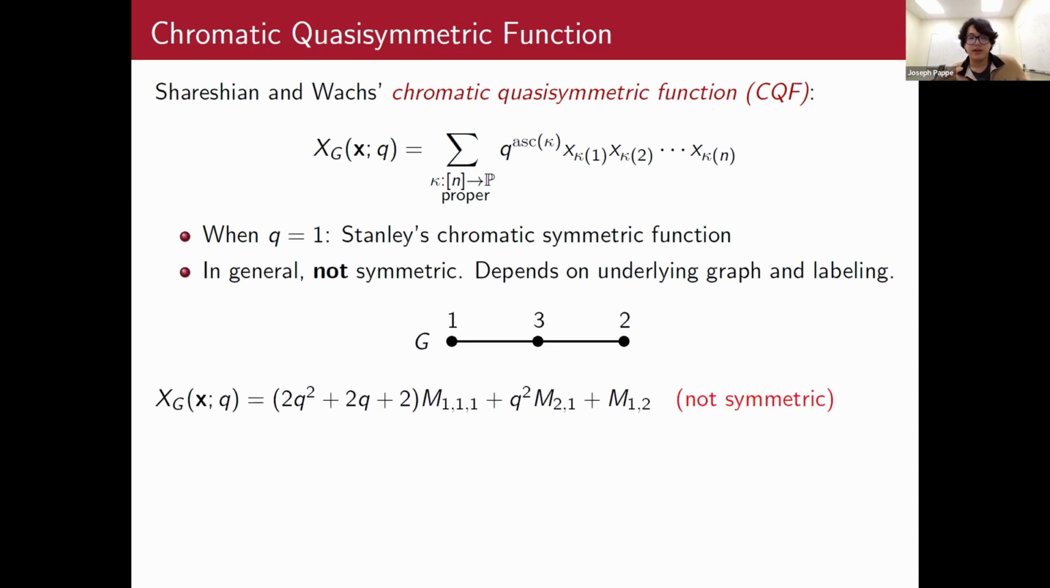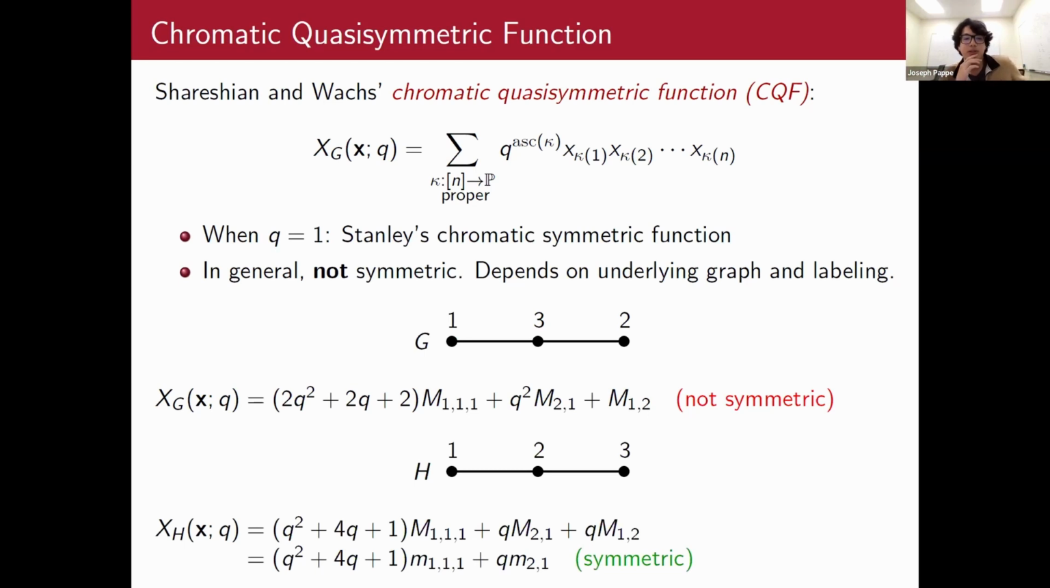So for instance, if we look at this graph that we saw before, this graph 1, 3, 2, and we look at its full chromatic quasi-symmetric function, we get the following, which is not symmetric. The reason is that the coefficient of m21, which is q squared, is different from the coefficient of m12. But if I relabel this graph to be 1, 2, 3, and look at its chromatic quasi-symmetric function, then the coefficients of m21 and m12 are the same. And this is an example of a chromatic quasi-symmetric function that's symmetric.